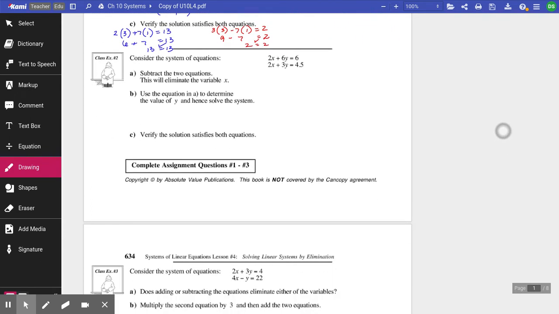So if we were to look at class example number 2, it looks like it almost works. The x's could almost be eliminated if only one was a positive and one was a negative, right? Because the way it is right now, you'd have 4 x's plus 9 y's equals 10.5. That would not eliminate any of the variables. However, if I could multiply this bottom equation by a -1, the whole thing, both sides of the equal sign, folks, both sides of the equal sign. So important to do that. The other important thing is to copy them down over on the side so you don't get confused.